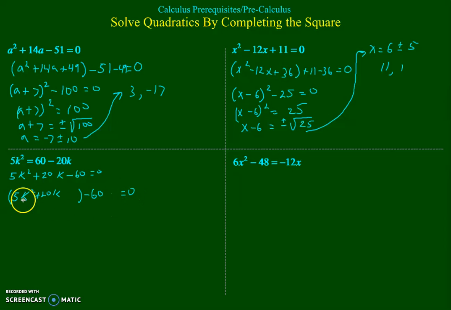Then I pull out my 5. I'm going to pull out, using the distributive property, that leading coefficient because our leading coefficient has to be 1 here. So let's pull out the 5. That gives me k squared. Now we're dividing this by 5, so we've divided this by 5, we've got to divide this by 5. So 20 divided by 5 is 4.